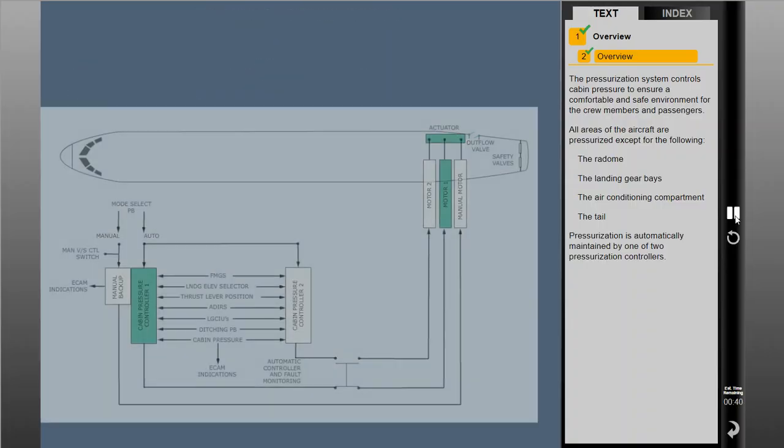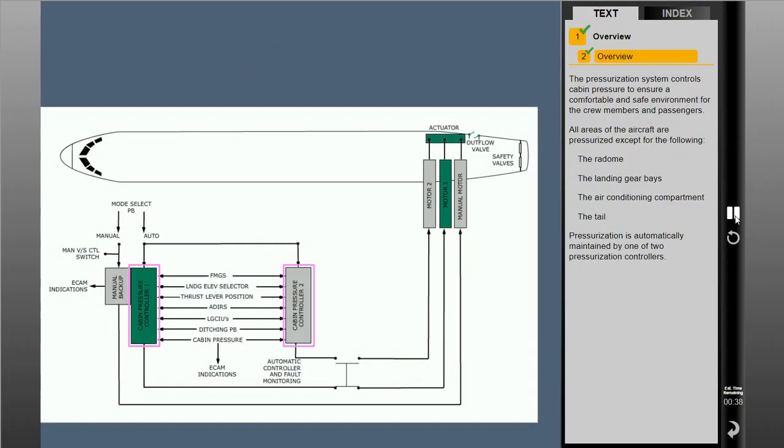Pressurization is automatically maintained by one of two pressurization controllers. Each controller operates an electric motor which opens and closes an outflow valve. The outflow valve regulates the amount of air allowed to escape from the pressurized areas.